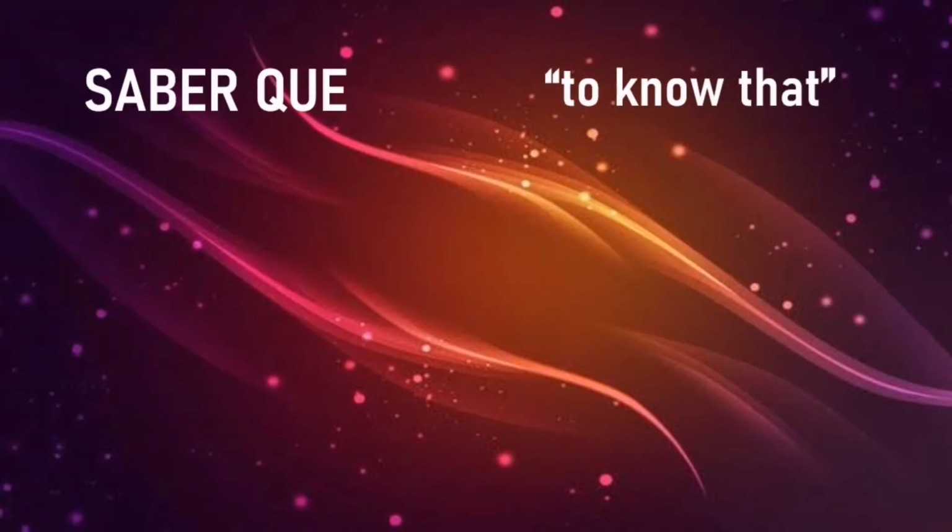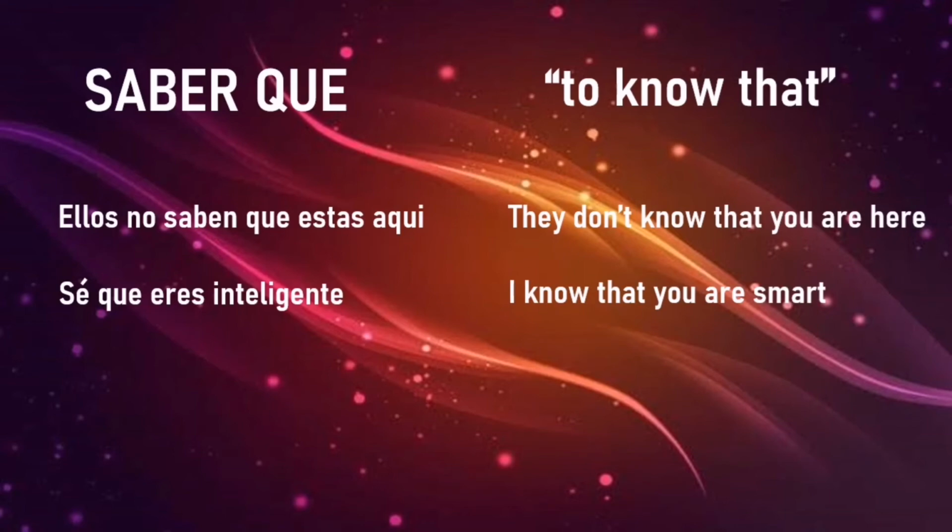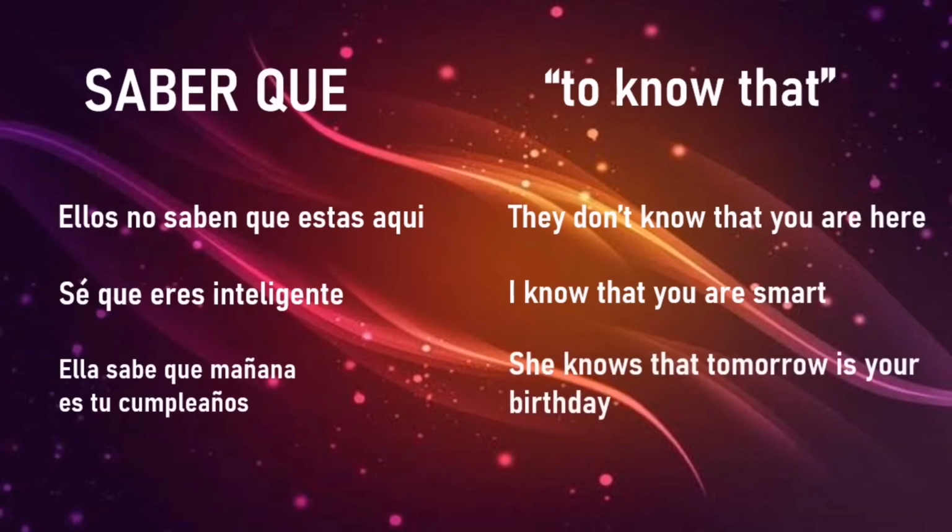And now, let's move on to saber que, which means to know that. Ellos no saben que estás aquí. They don't know that you are here. Sé que eres inteligente. I know that you are smart. Ella sabe que mañana es tu cumpleaños. She knows that tomorrow is your birthday. In these three sentences, we use the conjunction que, or that in English, to complete our sentence.